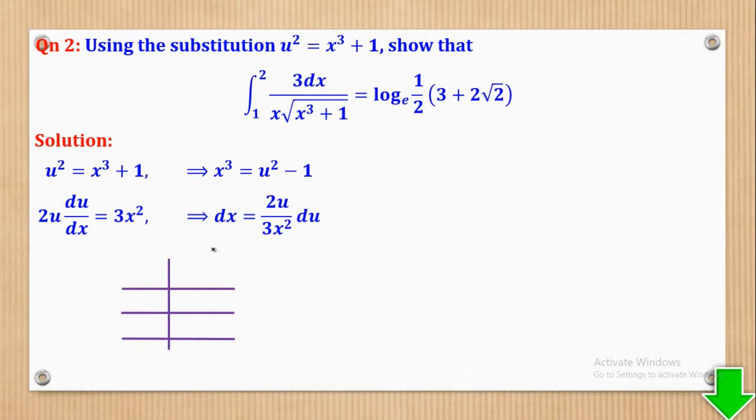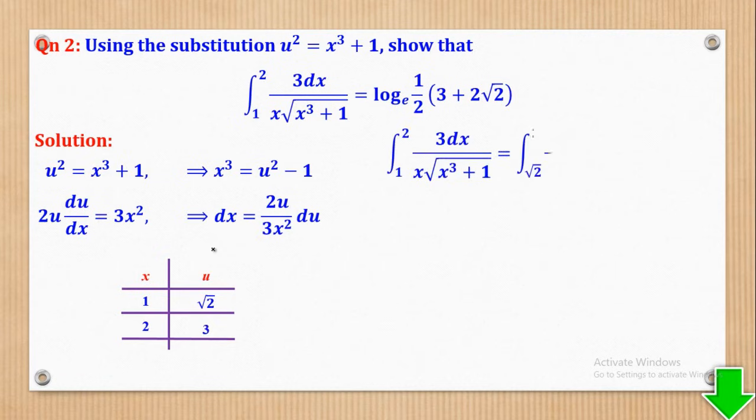Because we have changed the variable, we also have to change the limits. So the limits of x are 1 and 2. And what about the limits of u? We come here and put the value of x here to be able to get the value of u. So when I put 1 here, it will be 1 cubed is 1 plus 1 is 2. Therefore, u squared is equal to 2, implying that u is equal to root 2. Then 2, put it here, 2 cubed is 8, 8 plus 1 is 9. Therefore, u squared is equal to 9, implying that u is equal to 3.